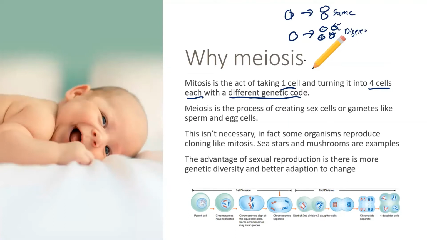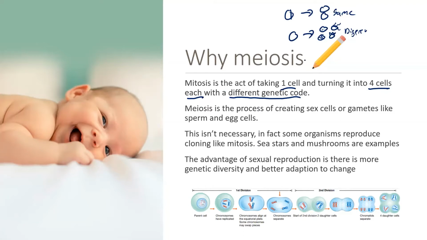Now, meiosis is the process of creating sex cells or gametes, like sperm and egg cells. Now, I talked about this word before, but I'm using it again just so you can get familiar with it. The word gamete is what we refer to either sperm or egg cells. The reason we have it is because we want to have a word that we can use for anything.